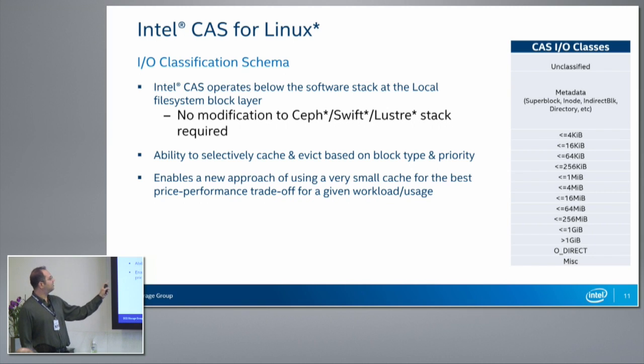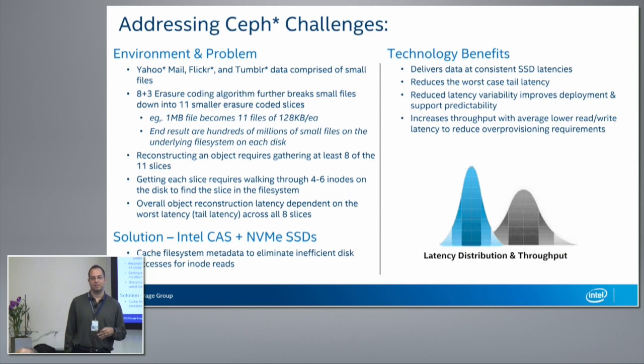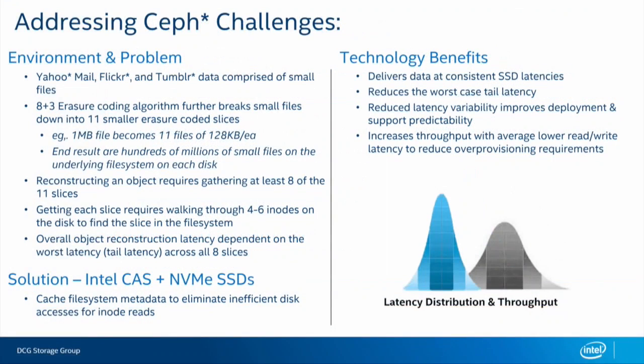And as I said, the ability to selectively cache and evict based on the block type and priority. So you can turn caching on or off for each one of those IO classes. You can give each one a priority, right? What this does is it enables a new approach of using a very small cache to get the best price to performance trade-off. So in Yahoo's use case, we ended up caching just the metadata, not the files, and you'll see why. So you can use a very, very small cache to get the same benefit that you would using a larger cache with typical LRU-based eviction.